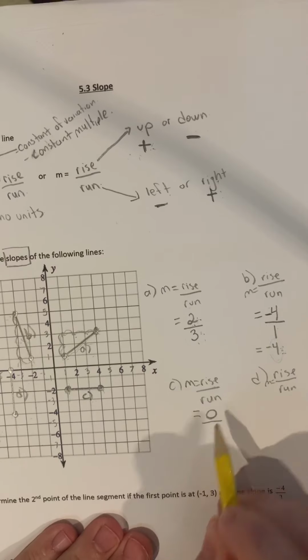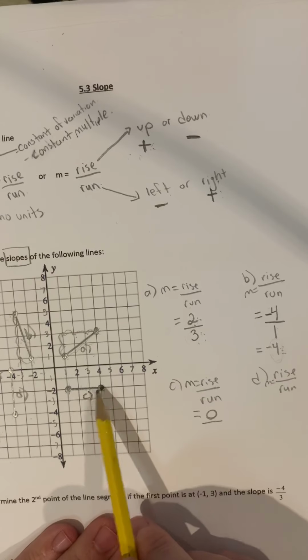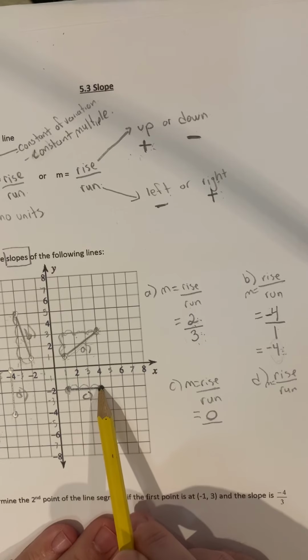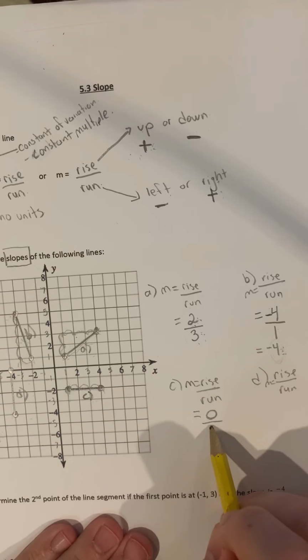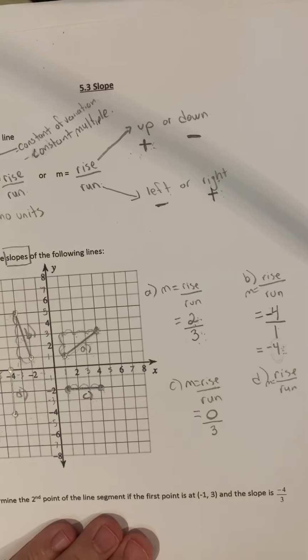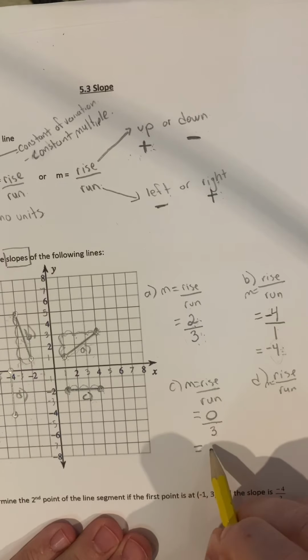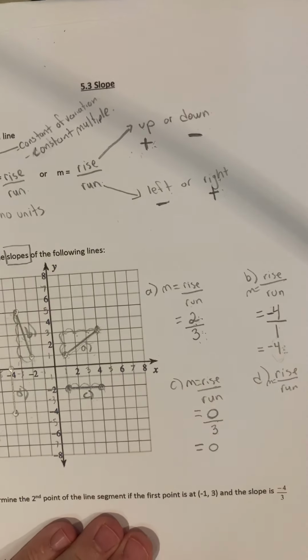Okay, then our run is, we're going to count to the right. So 1, 2, 3 to the right. So we get 0 over 3. Well, what is 0 divided by 3? 0 divided by 3 is 0.